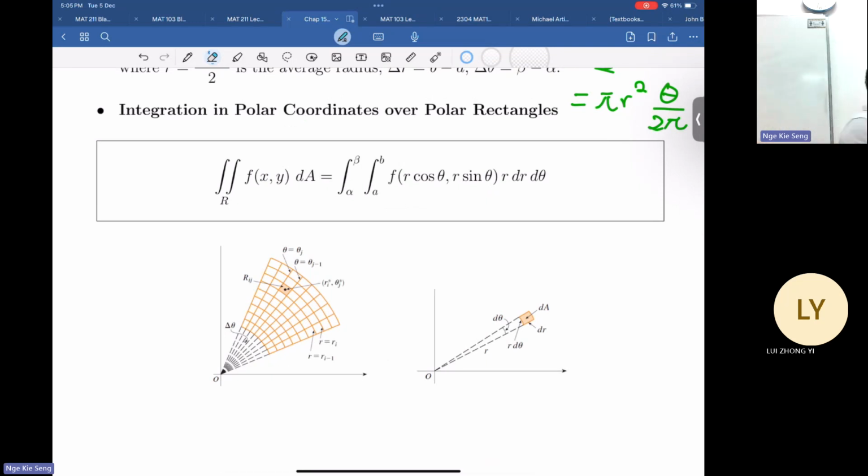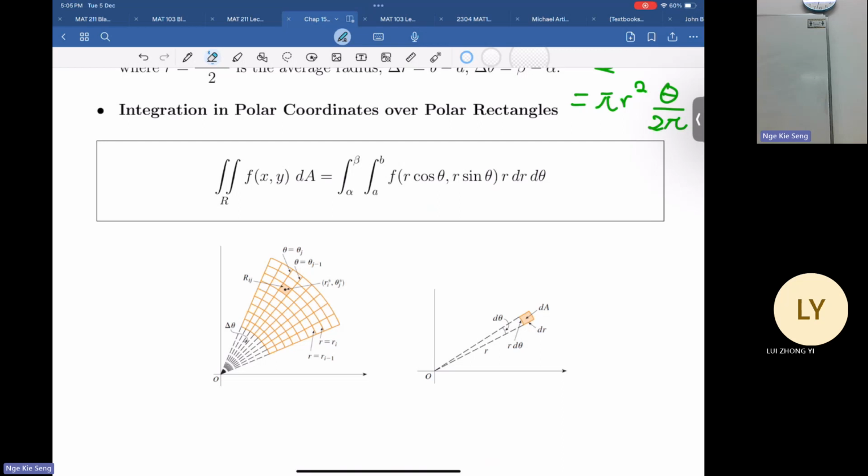Okay, just now we skipped this part, right? So what is the integration over polar coordinates? In rectangular coordinates, you use a rectangle. But in polar coordinates, you use a polar rectangle. You still use a rectangle, but you use a polar rectangle. But a polar rectangle will look something like this.